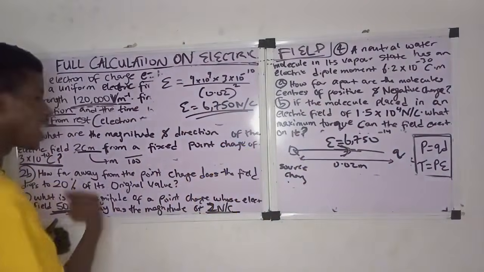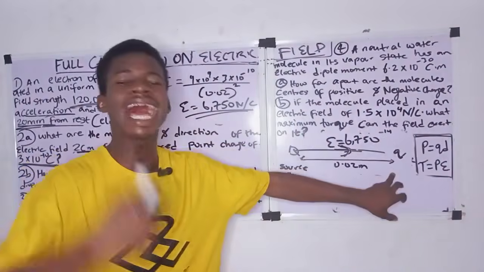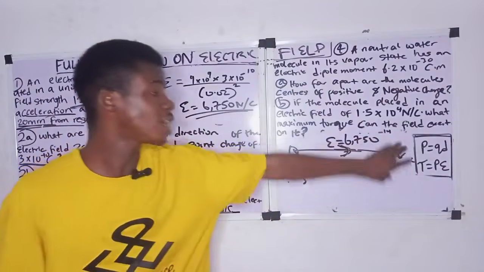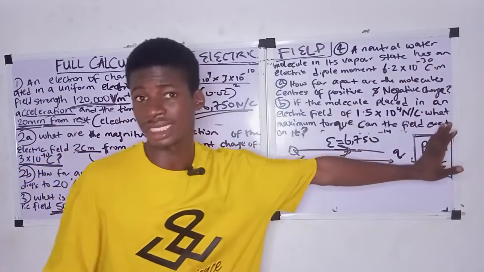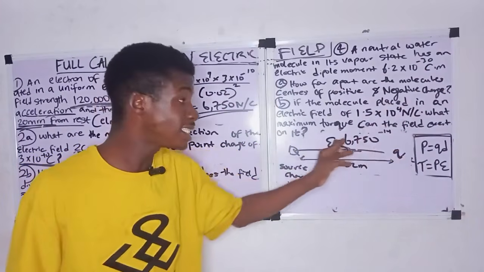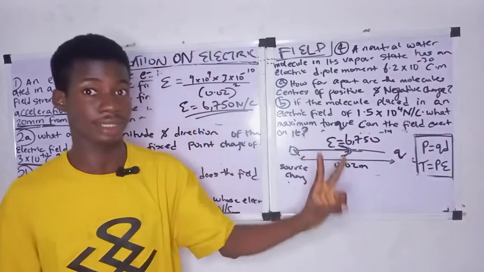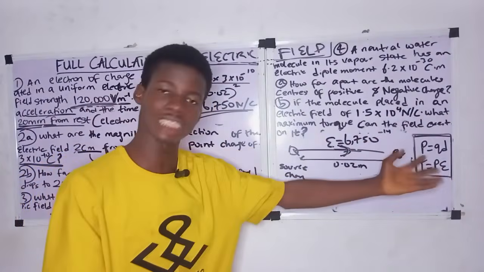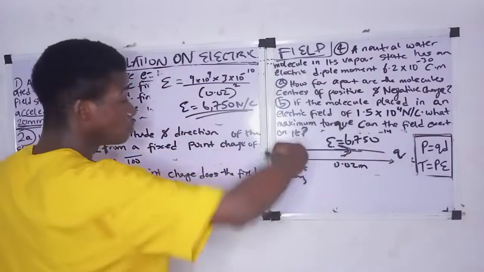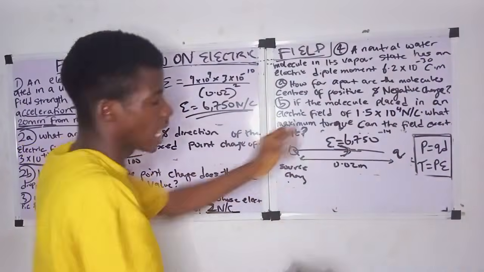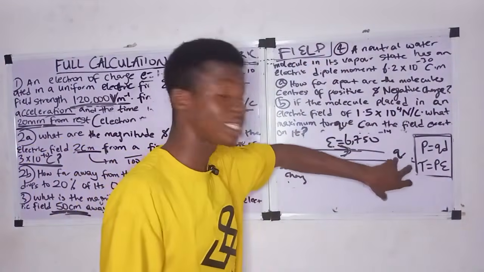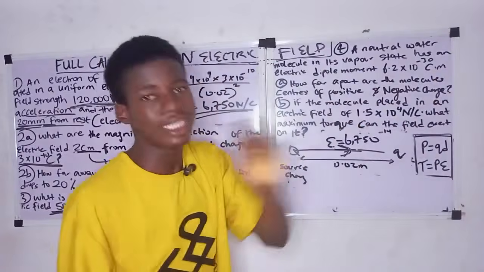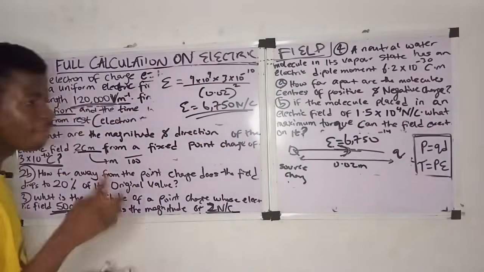So in this question, they are asking us to look for the distance. They said, if we take this point charge farther away to a particular distance, the electric field drops by 20%. At what distance will this point charge be moved further away for the electric field to drop by 20%? So that is just it.